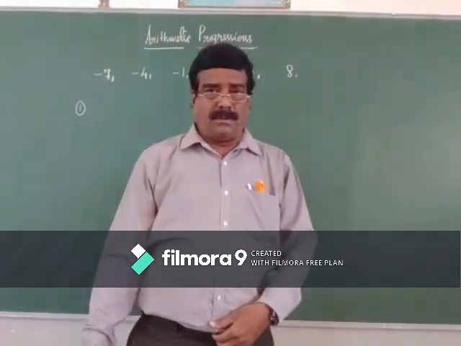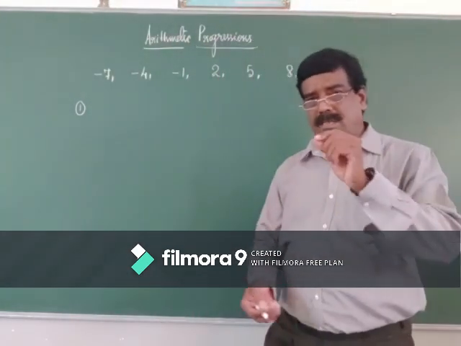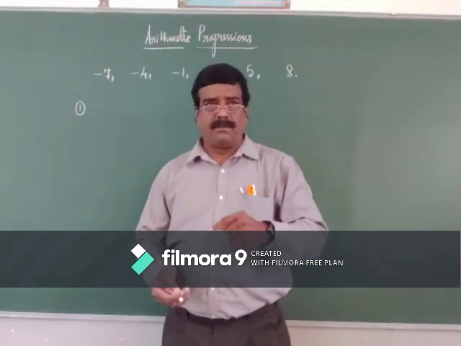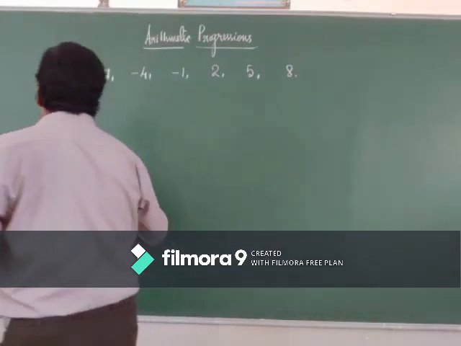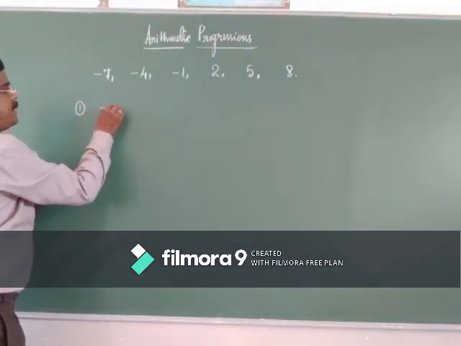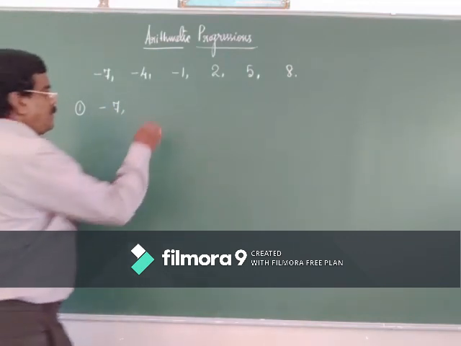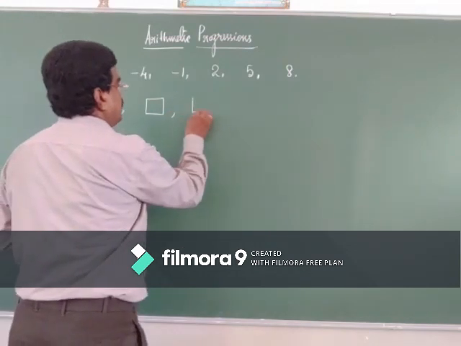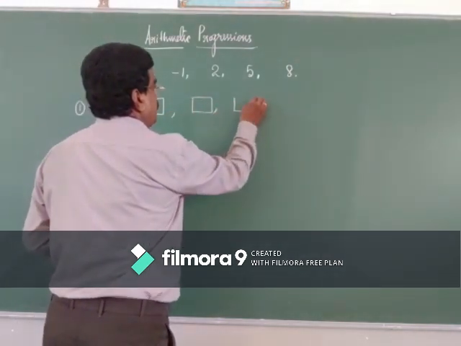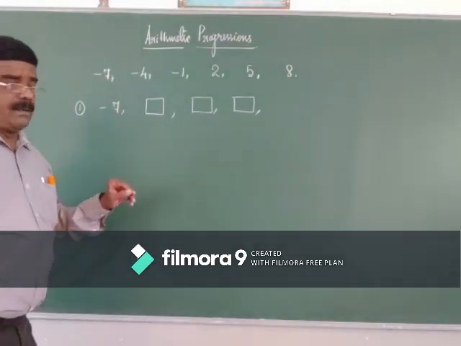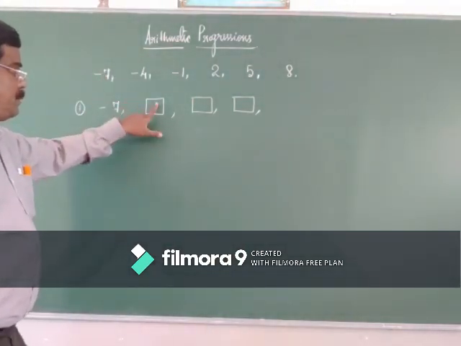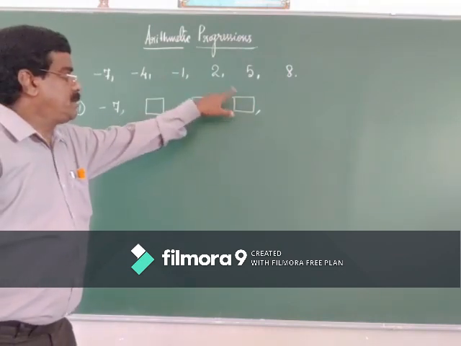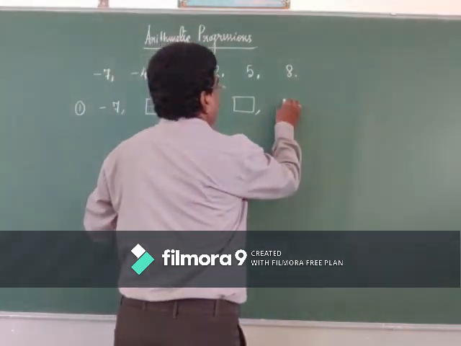In the textbook you have 5 questions. You have to answer them yourself. Those 5 questions I am not doing. You have to work them out yourself after understanding this sum. For example, here minus 7 is there. Then a box. Box means you have to find the value of this. Again a box is given, again a box is given. Many questions are like this. Here minus 7, the answer for this is minus 4, for this is minus 1, for this is 2, and here 5.